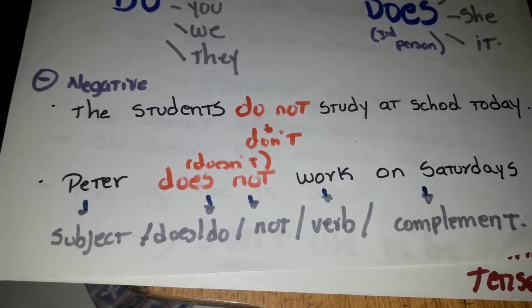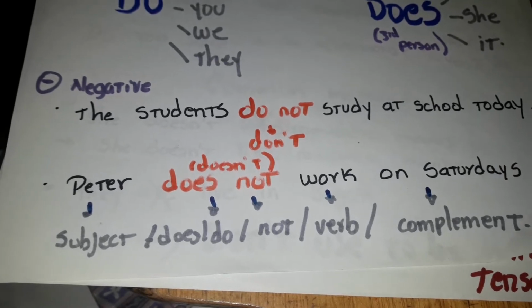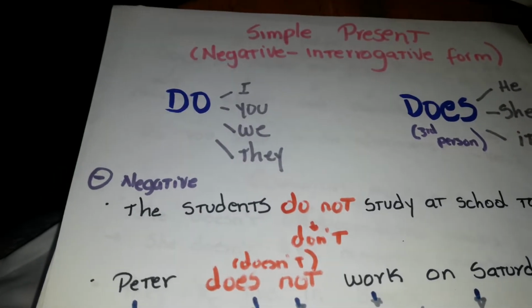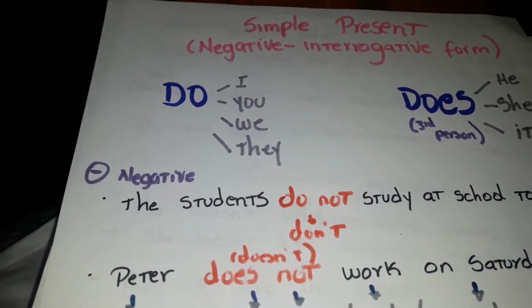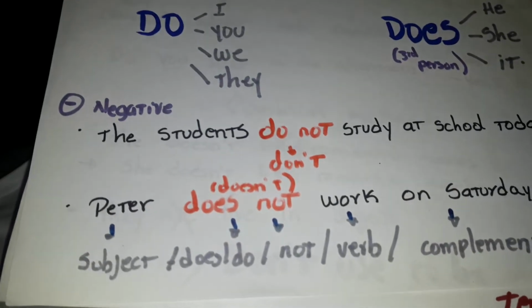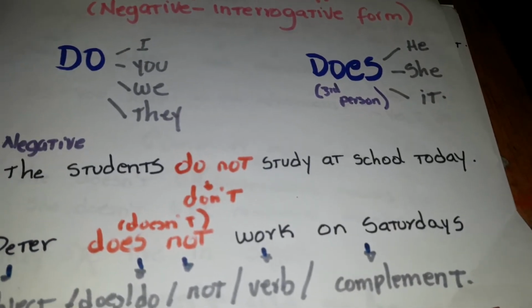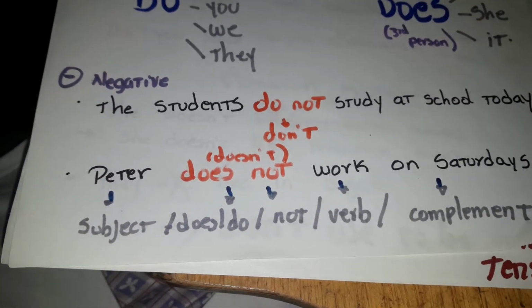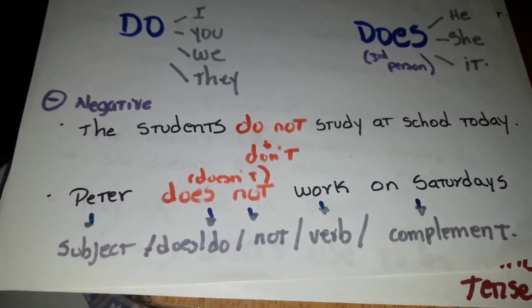Pay attention to the examples. In the first sentence, you use do not or don't because the student belongs to they. For this reason, the auxiliary is do. And Peter is the third person, he. For this reason, the auxiliary is does. Okay, Peter does not or doesn't work on Saturdays.